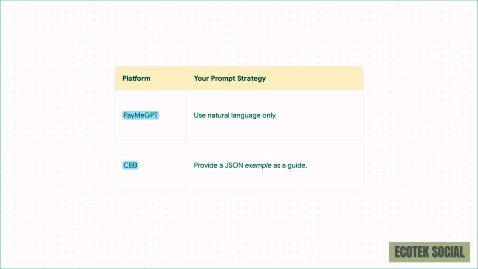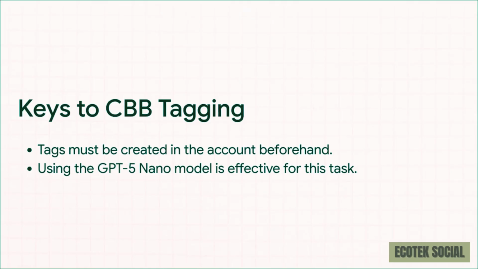And wow, this is where you'll see a big difference between platforms. For a platform like PayMeGPT, it's easy. You just use plain English. You can say something like, "If a user mentions pricing, tag them as a hot lead." But for CBB, it's more of a show, don't tell kind of thing. You give it a little JSON code snippet as an example to guide the AI, not to ask it to actually write code. So if you're going down the CBB route, just remember 2 golden rules.